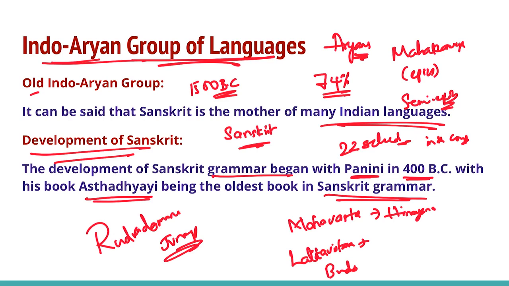So many of the plays were developed during the Gupta period, and it is written in Sanskrit. And it is to be noted that one of the features of these plays was the use of Sanskrit language by the characters of high Varna, and the use of Prakrit language by women and Shudras.